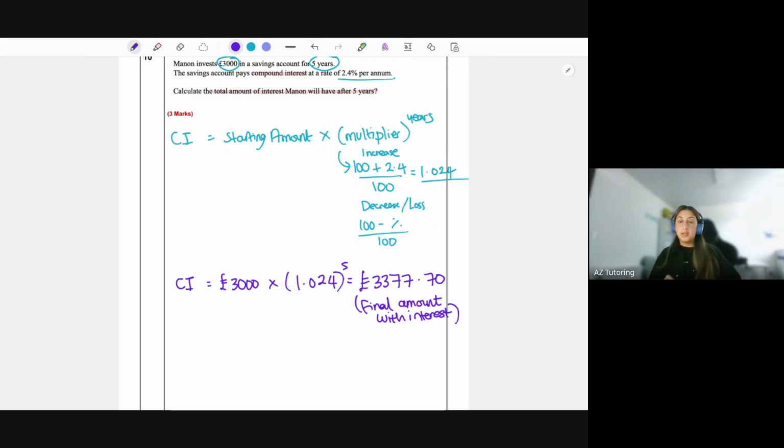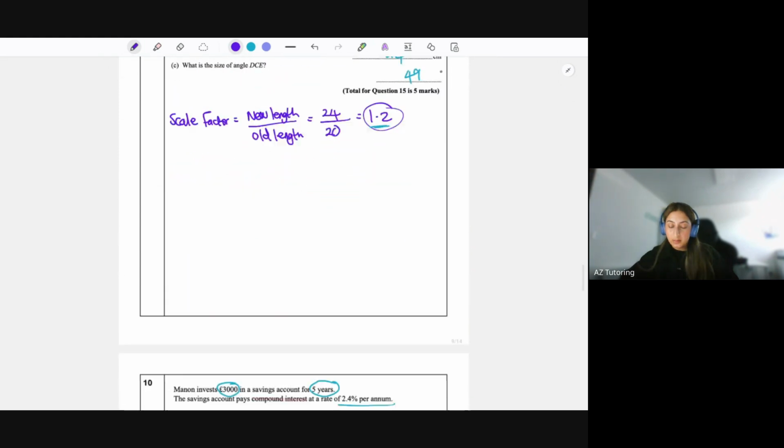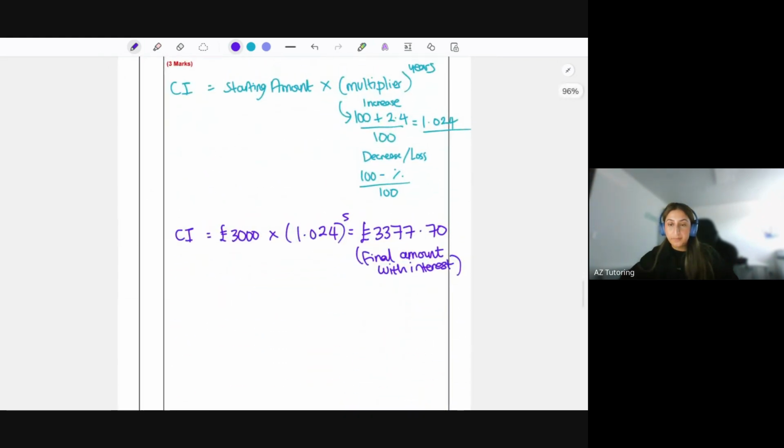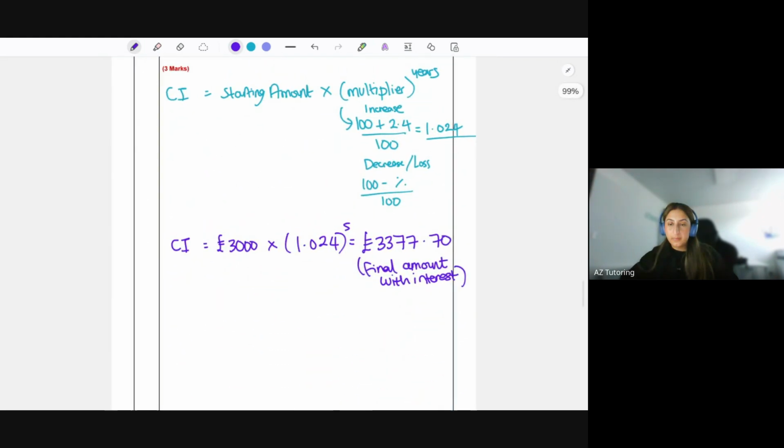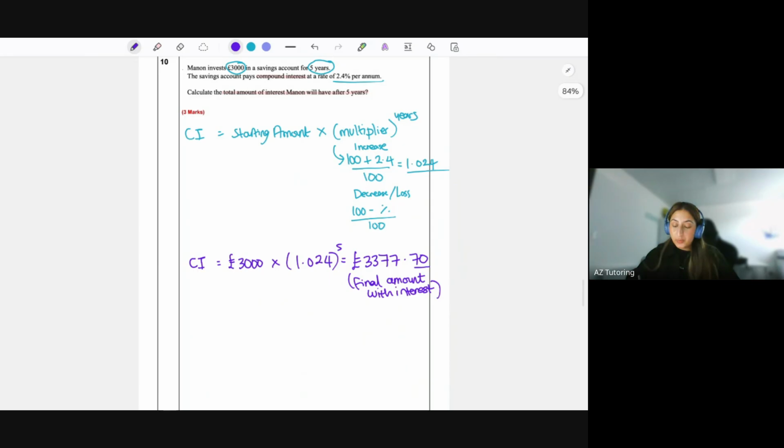But this question is asking, what decimal place do you leave it to? Because we're dealing with money, it's always 2 decimal places. Money is only to 2 DP, so always do it to 2 decimal places.